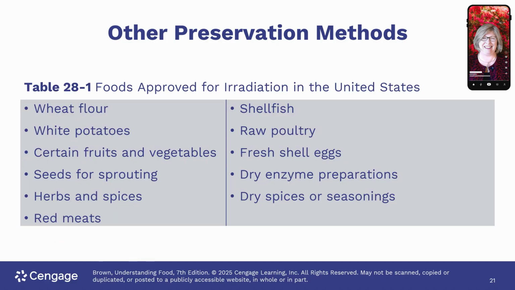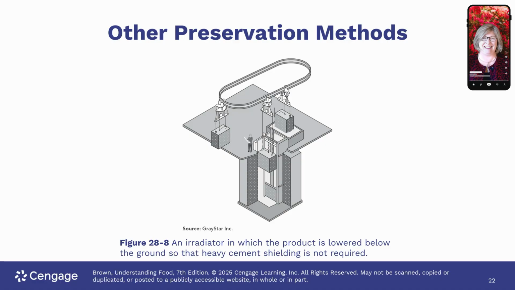These are some foods that are approved for irradiation in the United States: wheat flour, white potatoes, certain fruits and vegetables, seeds for sprouting, herbs and spices, red meats, shellfish, raw poultry, fresh shell eggs, dry enzyme preparations, and dry spices or seasonings. Figure 28-8 shows an image of an irradiator in which the product is lowered below ground so that you don't have to have all the cement shielding to protect people that are doing the work. You may or may not have ever seen an illustration like this.